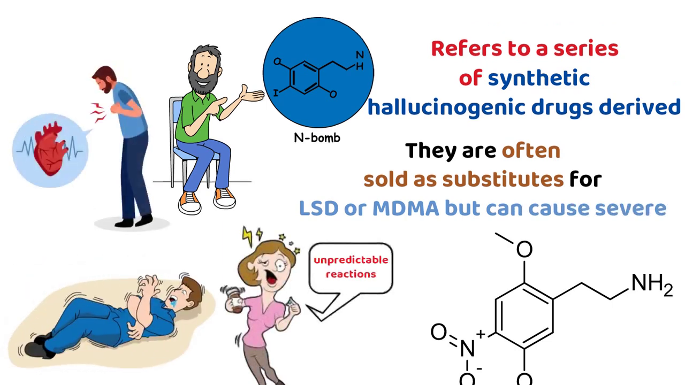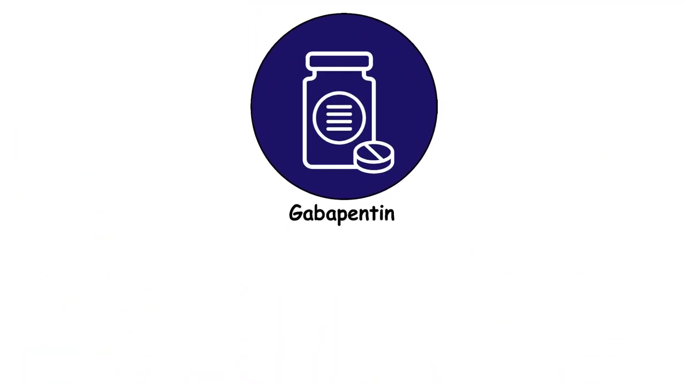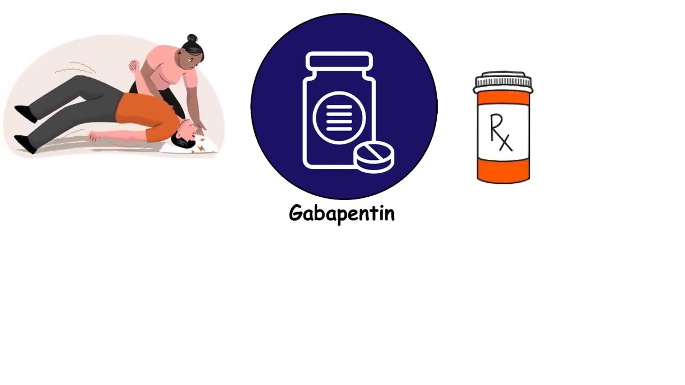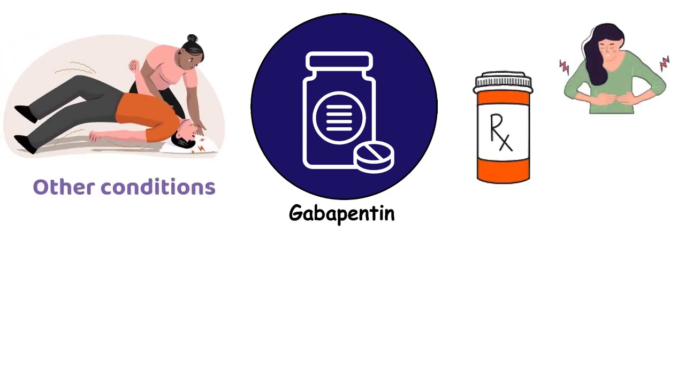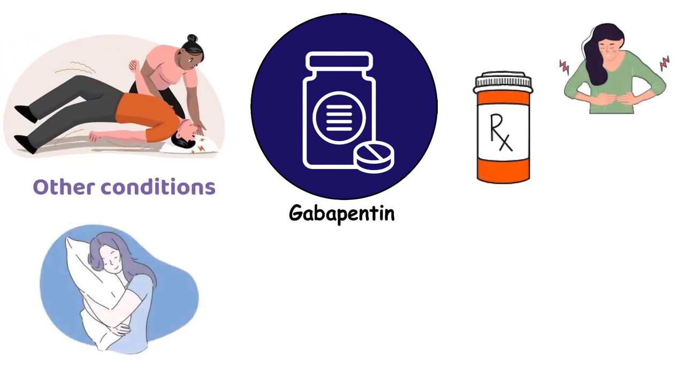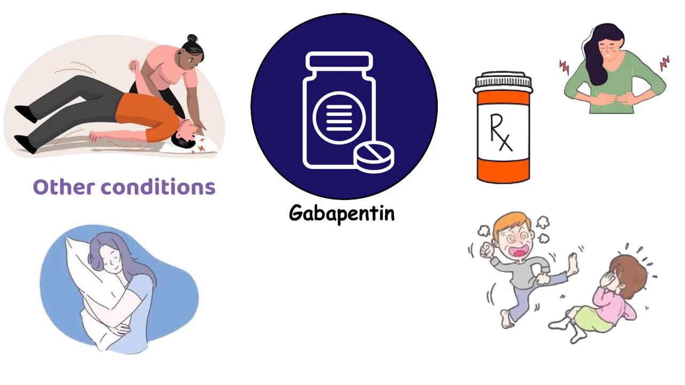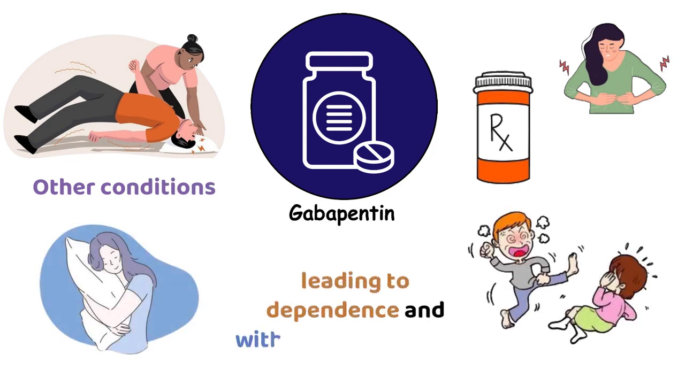Gabapentin. Gabapentin is a prescription medication used to treat epilepsy, neuropathic pain, and other conditions. It can produce sedative effects and feelings of relaxation when abused, leading to dependence and withdrawal symptoms.